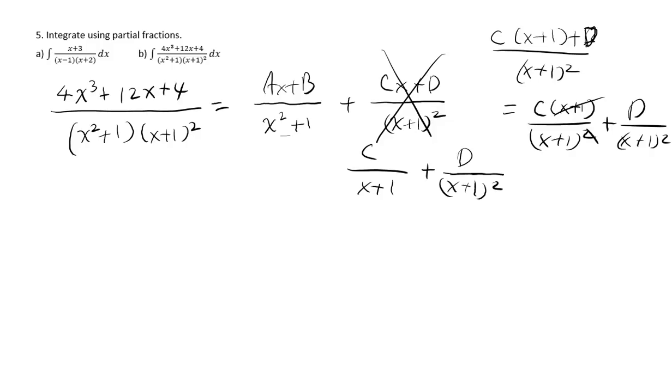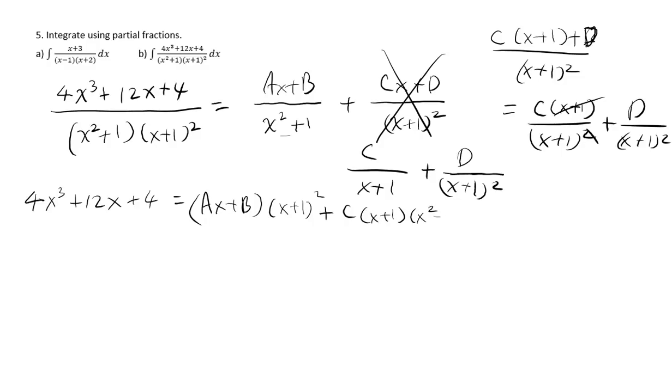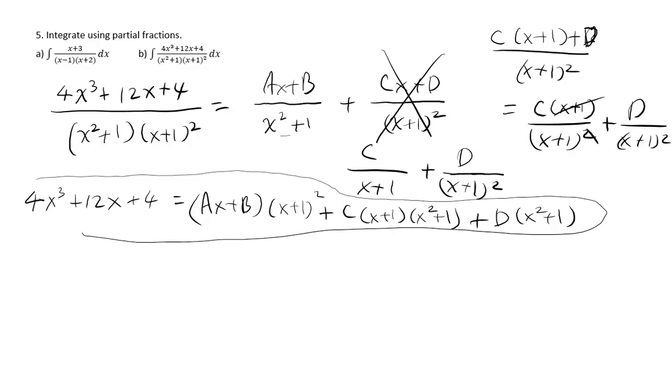Okay, let's try to use the same method as before. If I multiply this to the right side, I'm going to get 4x cubed plus 12x plus 4 equal to ax plus b times x plus 1 squared, plus c times x plus 1, x squared plus 1, plus d times x squared plus 1. Okay, so that's what we get.